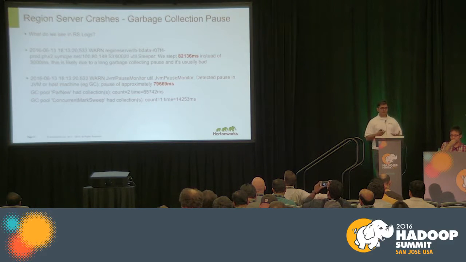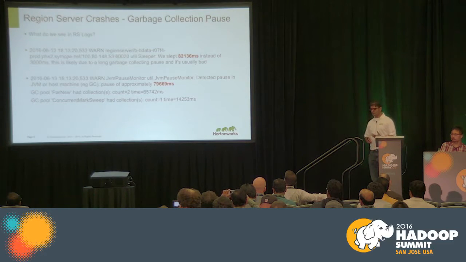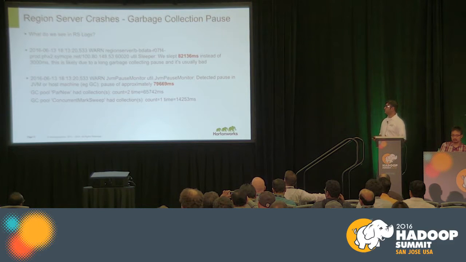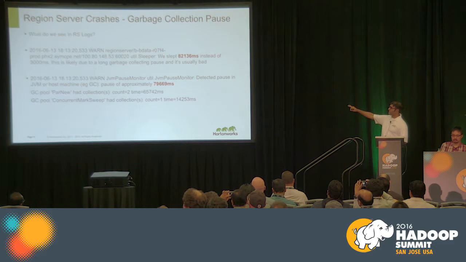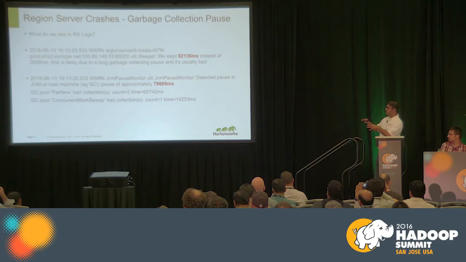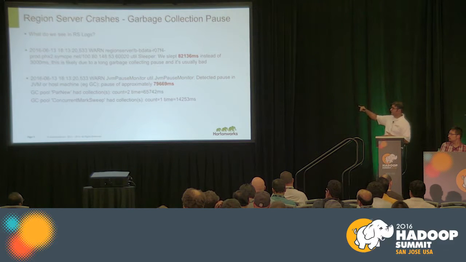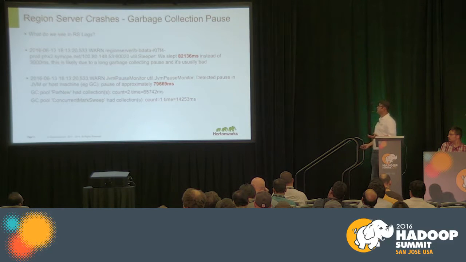And in the JVM world, GC is an inevitable evil. And that comes into the picture with the whole region server equation as well. So what we see here are region server logs, and I'm grateful to the HBase community that we have started printing this out in the region server logs. As you can see, it clearly says JVM pause for 82,000 milliseconds, which is beyond the Zookeeper default timeout of 40 seconds.